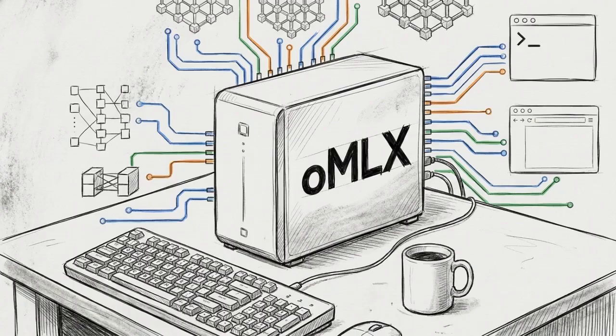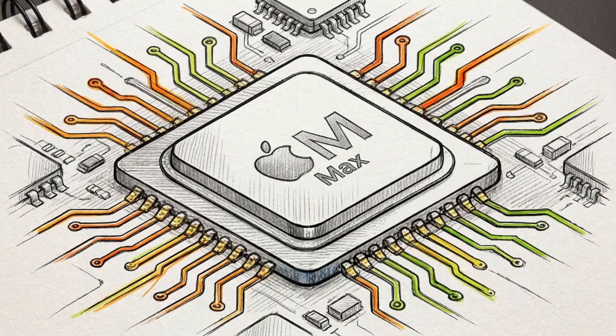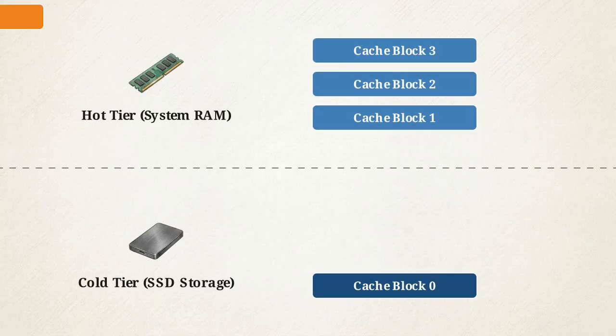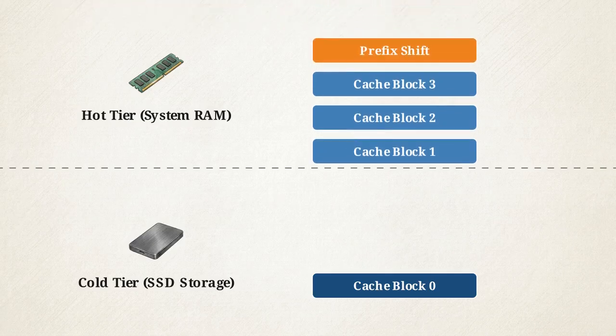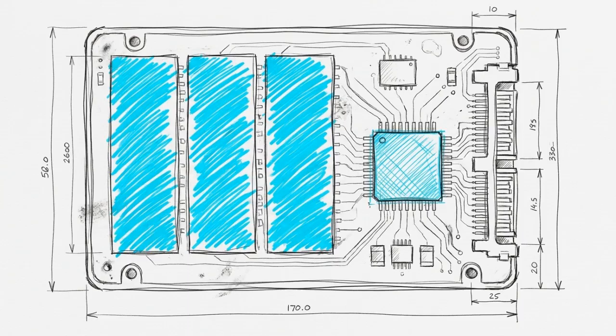To bypass this recomputation penalty, developers are using Omlx. It is a highly specialized local inference server engineered exclusively as a drop-in backend for Apple Silicon hardware. Instead of dumping the cache when a prompt prefix shifts slightly, Omlx uses a tiered management system. Active memory blocks are retained in your fast system RAM, while evicted blocks are paged out to a cold storage tier on your solid-state drive.